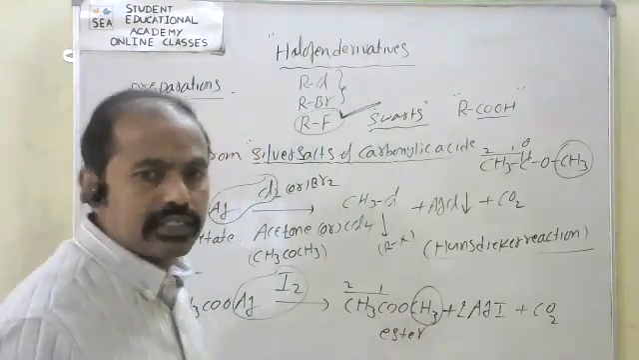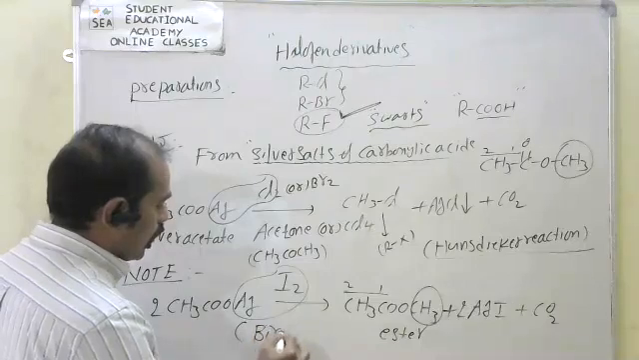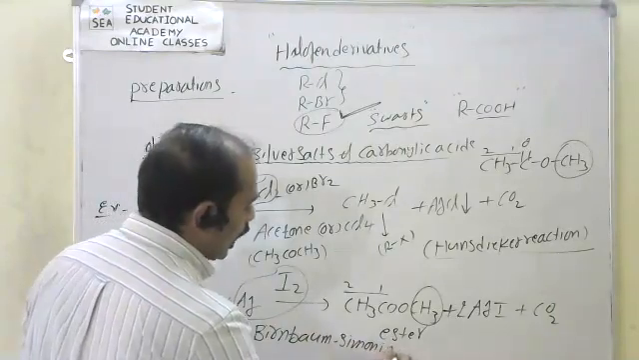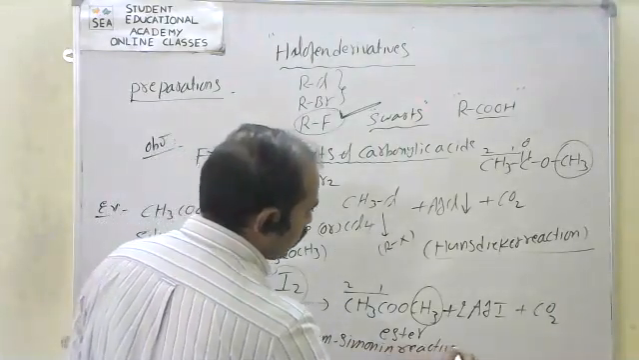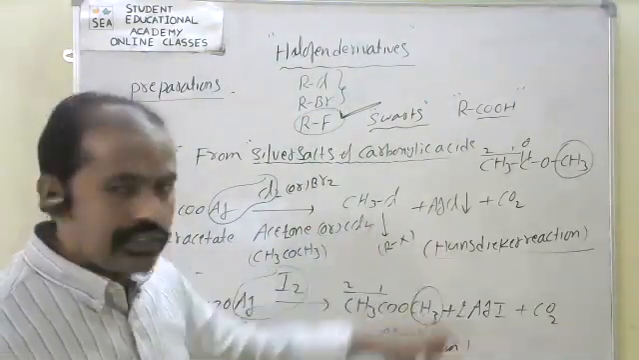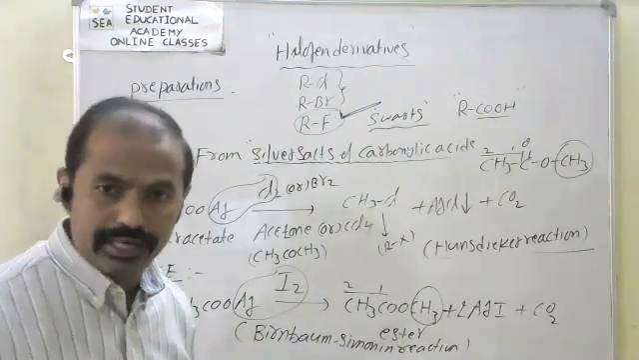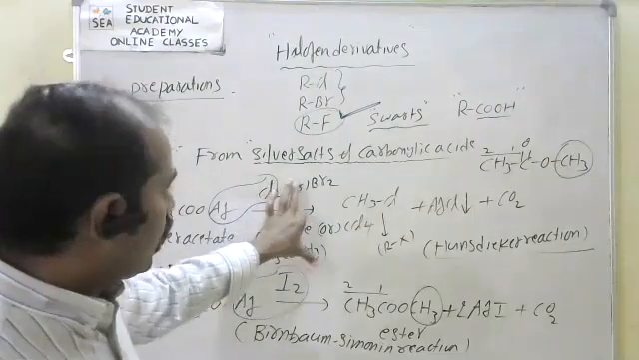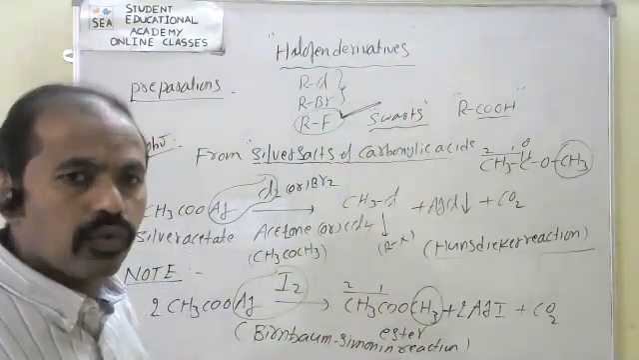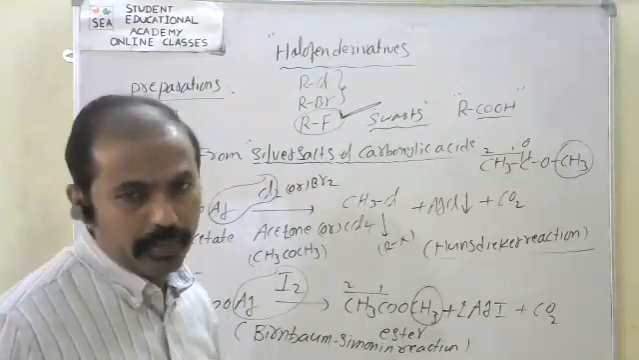So this process is called, particularly, it is given by Birnbaum-Simonin reaction. See this. So this process is called Hunt-Becker reaction. This process is called Birnbaum-Simonin reaction. So particularly by using the silver salt of carboxylic acids, we prepared alkyl chlorides or alkyl bromides.